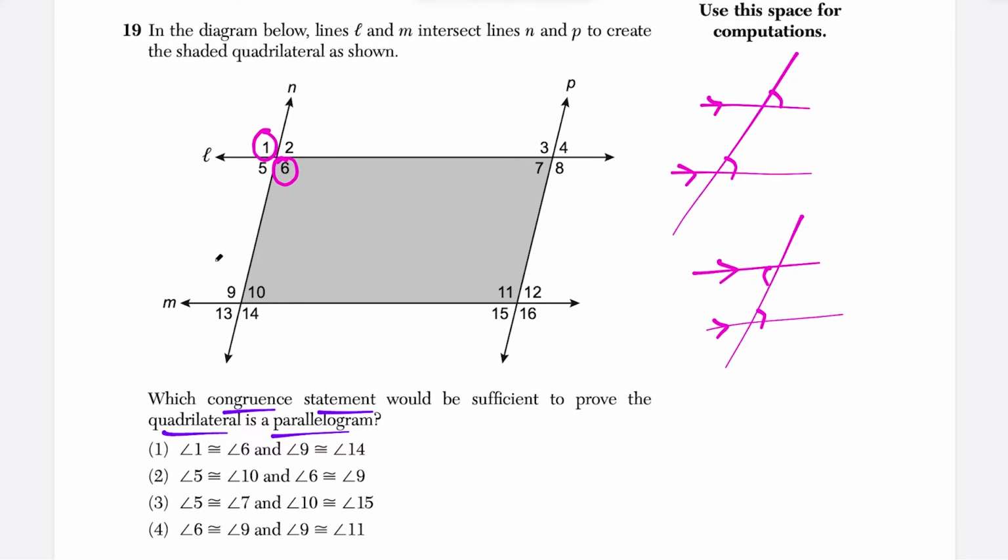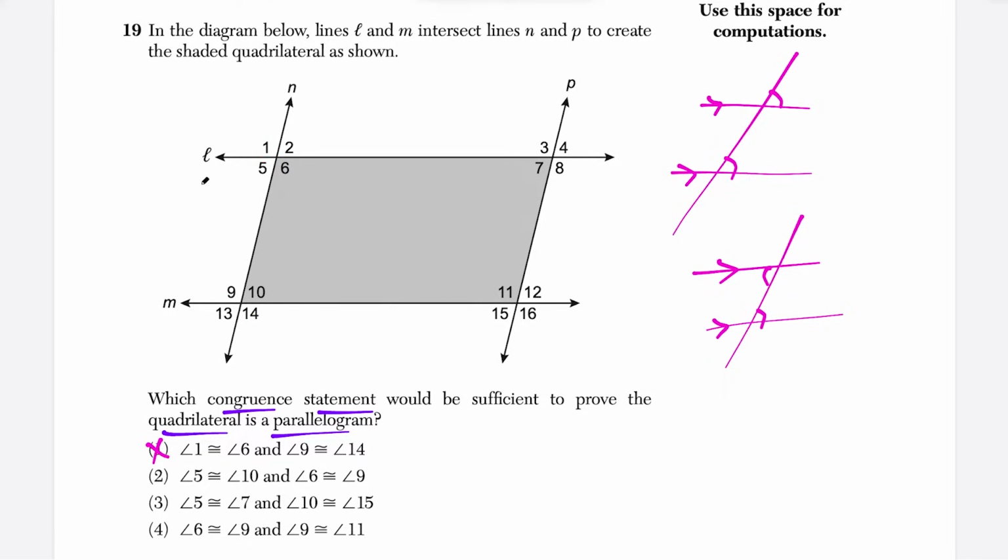And then next we have angle 9 is congruent to angle 14. But once again, these are two vertical angles. So that's not going to give us any additional information that's useful. We're not going to be able to say anything about pairs of lines being parallel. So that's not going to be sufficient to prove that our quadrilateral is a parallelogram. So we could get rid of this here and say that choice 1 is no good.